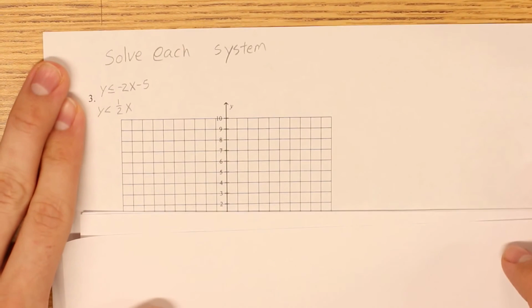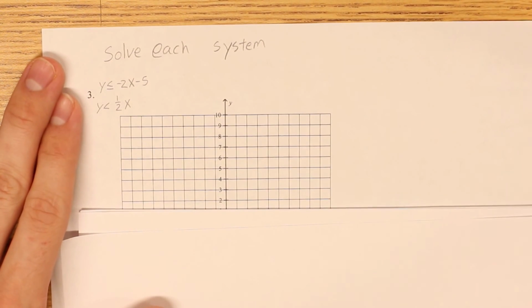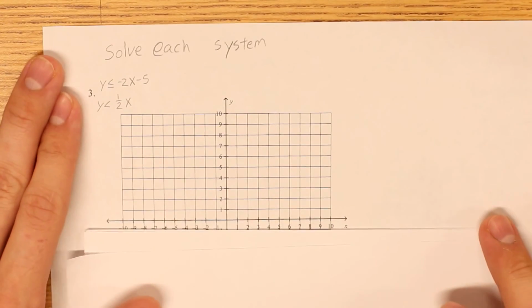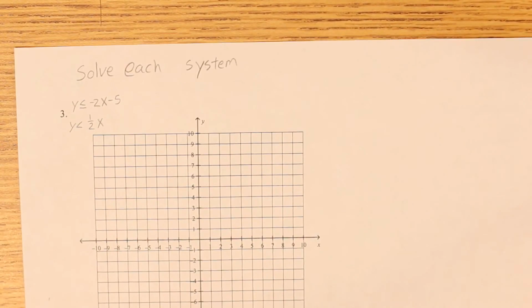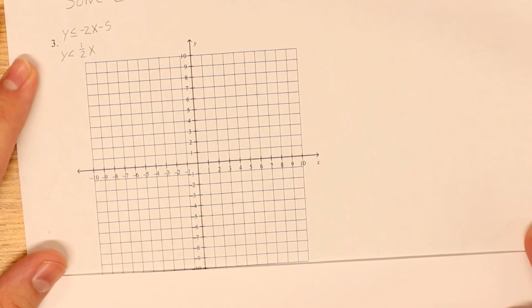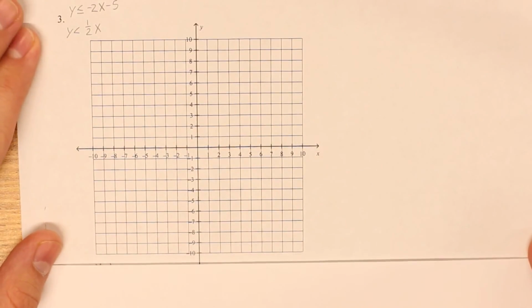So here it says solve each system. What this ends up meaning is that we have two inequalities we have to graph, and we have to graph their systems, okay? So I am going to graph this first one, and then I'll let you look at the second one and try it on your own. We'll check it in class to see if you got it right.